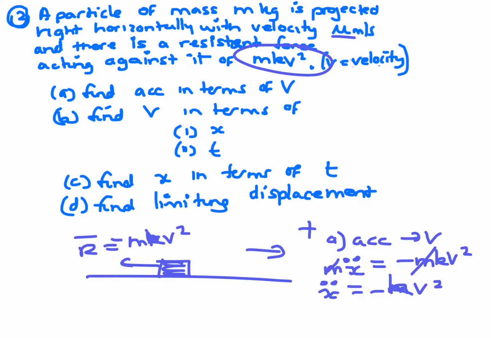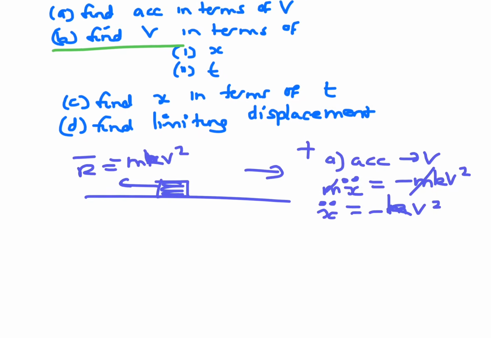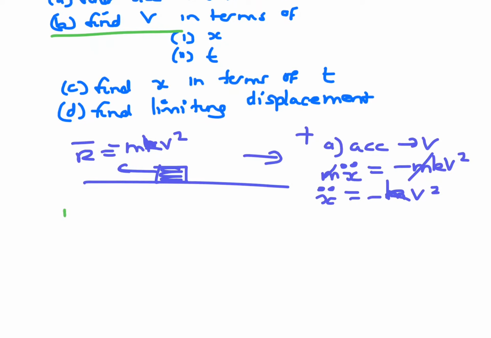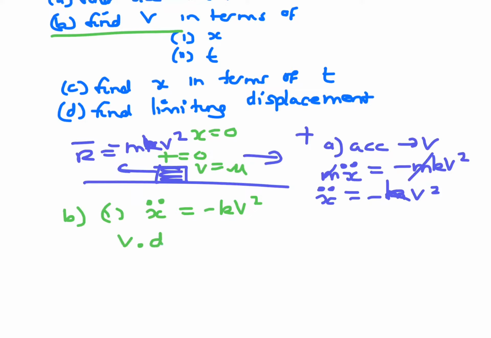Okay, part B, find v in terms of x and v in terms of t. So part 1, v in terms of x, so acceleration is minus kv squared. We also know time is 0, x is 0, and v is u. Okay, so that means you replace the acceleration with v dv on dx, so it's minus kv squared.